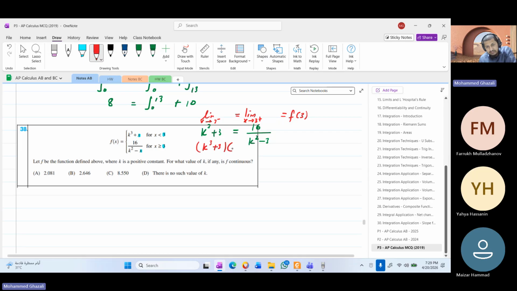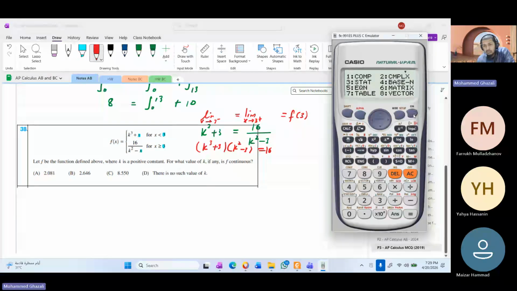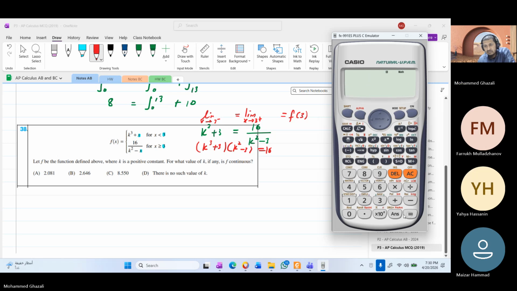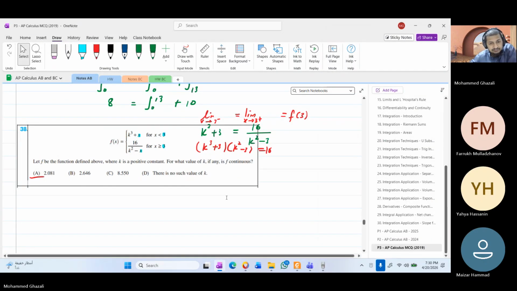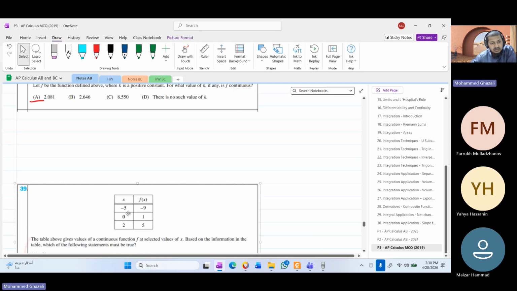k cubed plus 3 over k squared minus 3 is equal to 16. If you cross multiply, just solve this equation. Mode, put your calculator on, open bracket, x to the power 3 plus 3. Please, I hope you guys are also doing it and giving me the answer. x squared minus 3, alpha equals 16, right? And press shift solve. 2.081. 2.8. Are we good, guys? Yeah. So that was easy, all right?